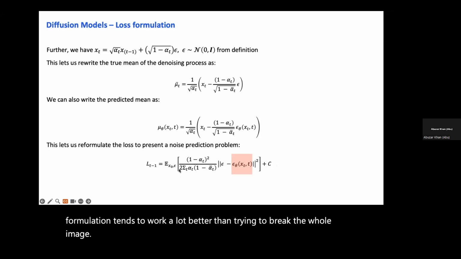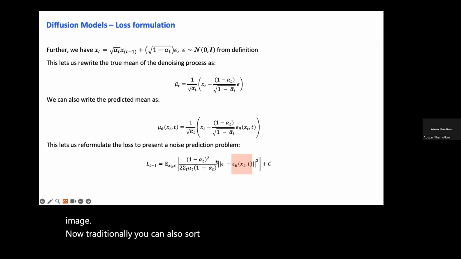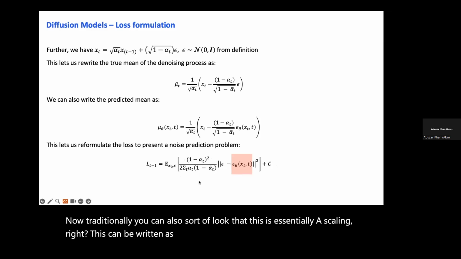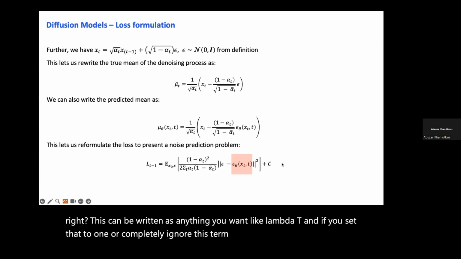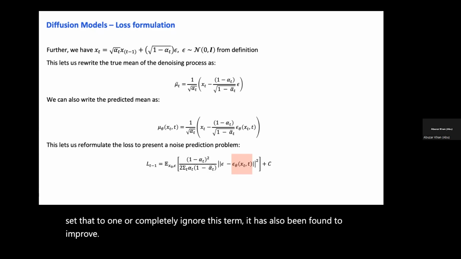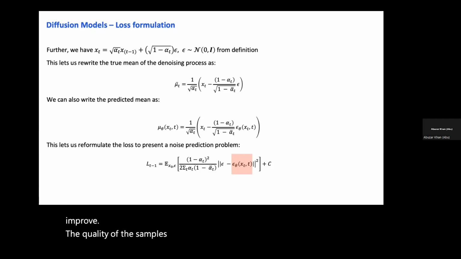Now, traditionally, you can also look at this as essentially a scaling, right? This can be written as anything you want, like lambda t. And if you set that to 1 or completely ignore this term, it has also been found to improve the quality of the samples. But that's not too important today.